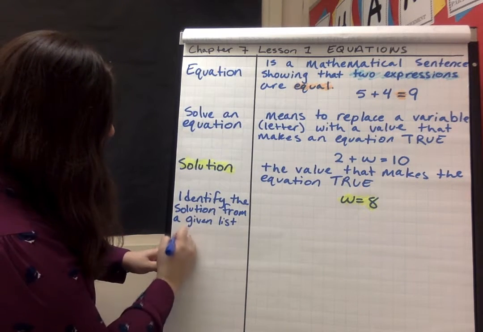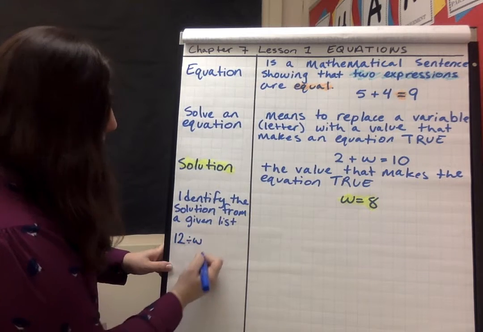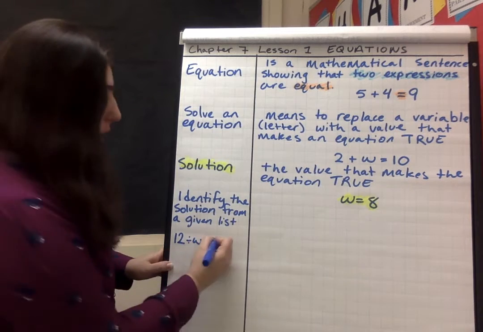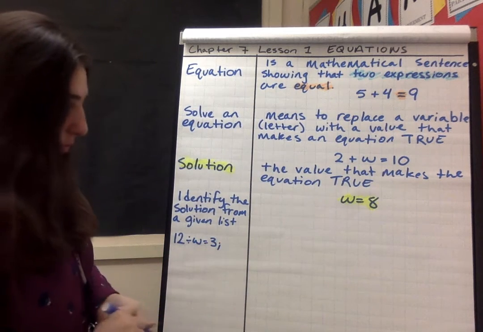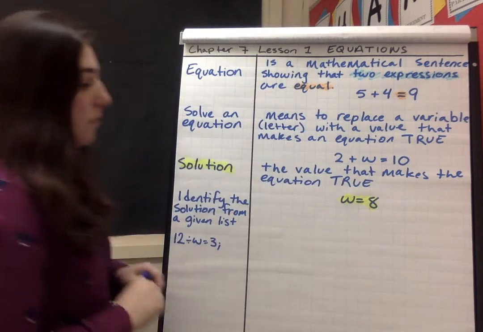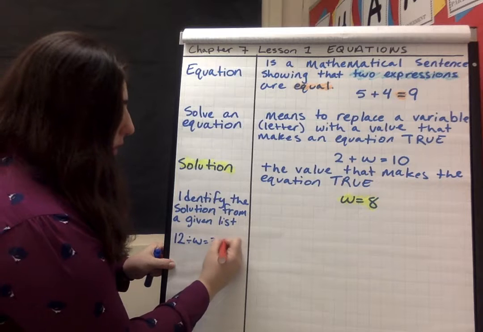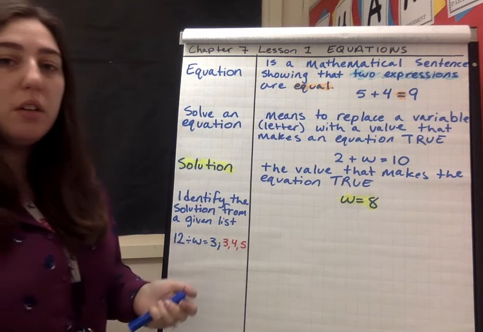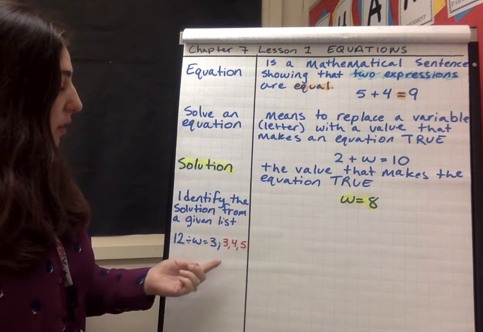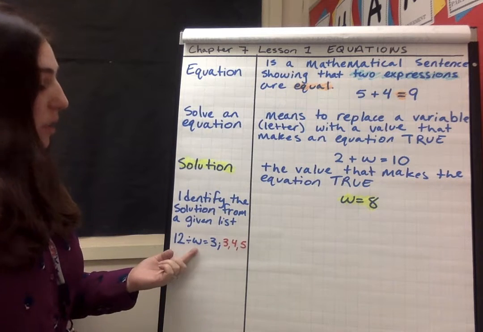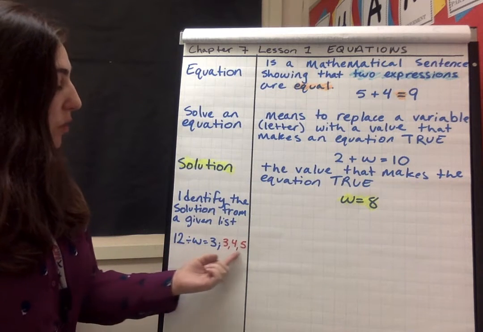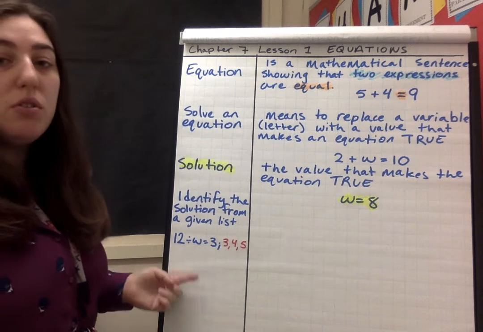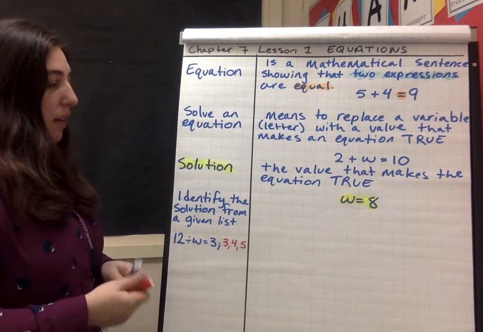Okay, so here's our first example. 12 divided by w equals 3. And here is our list. We are going to be given a list of 3, 4, and 5. And we need to determine from this list which of these values is w. So we have to see which value works to be w, our solution, so that it makes the equation true. Okay, so I'm going to rewrite it on this side.